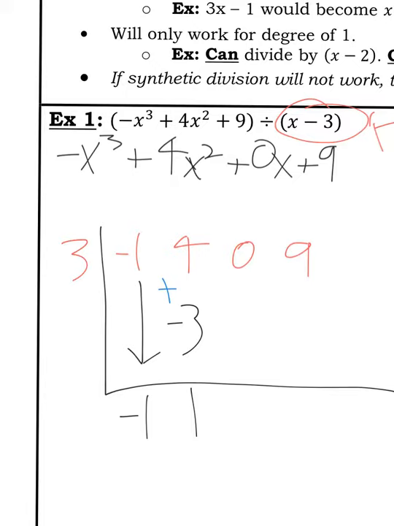So what's 1 times 3? Well, 3 times 1 is 3. And 0 plus 3 is 3. And 3 times 3 is 9. And 9 plus 9 is 18. Okay? So I'm going to stop right there.